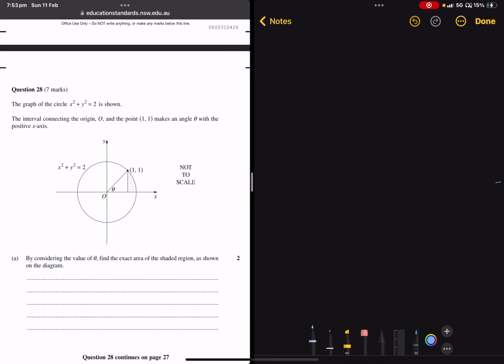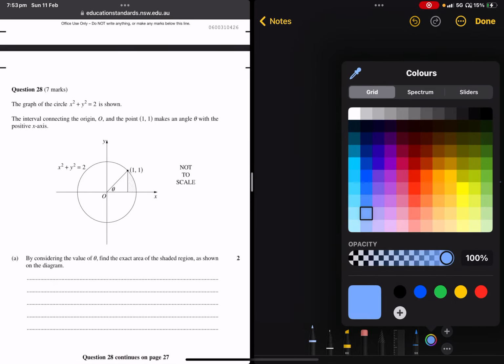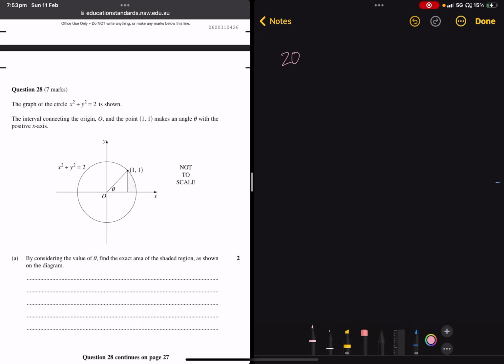Alright, so we're going to have a look at another question. This one comes from the 2022 HSC Advanced Maths paper. This is question 28. We're going to do this in two separate videos. We'll do A and B in this one, then C in a separate one.